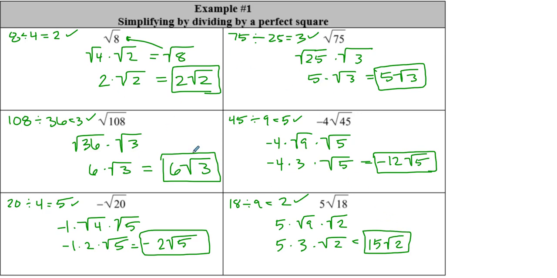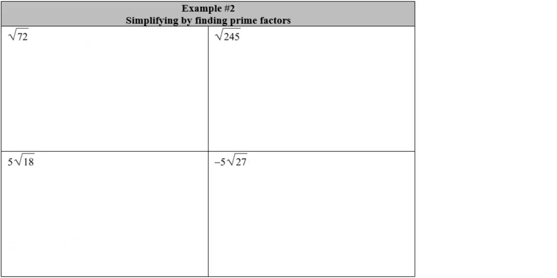All right, so if you have a handle on your perfect squares, it's just a little bit about dividing those numbers, breaking them up into 2 different radicals, finding the ones that you can take the square root of evenly, and then applying to the ones that cannot simplify themselves. Like a radical 5, you cannot simplify. It's just radical 5. All right, let's move on to example number 2, simplifying by finding prime factors.